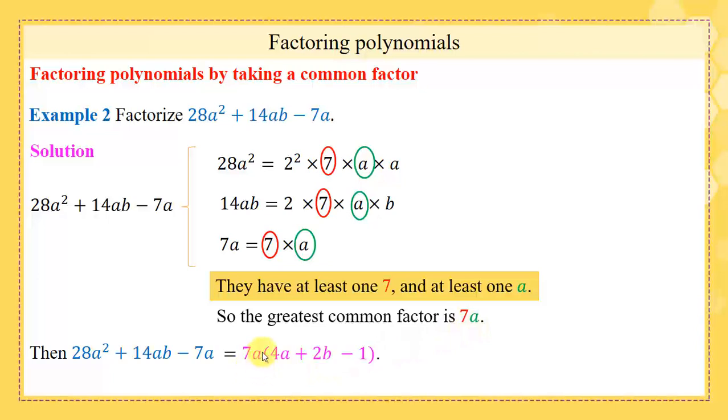Now we put 7a aside and we open parentheses. We divide 28a squared by 7a to get 4a. We put the operation plus. Then we divide 14ab by 7a to get 2b. We put the operation minus, then we divide 7a by itself to get 1. This is the factored form of 28a squared plus 14ab minus 7a.